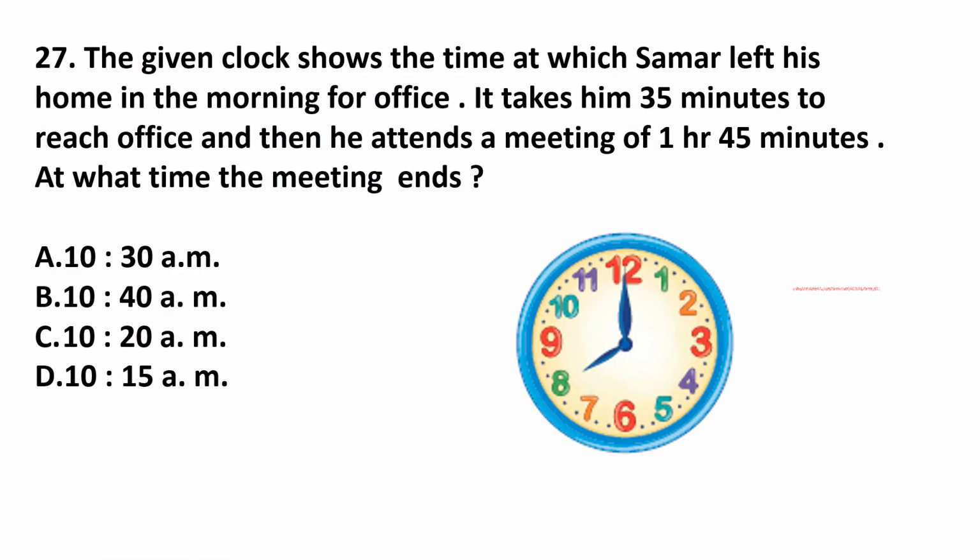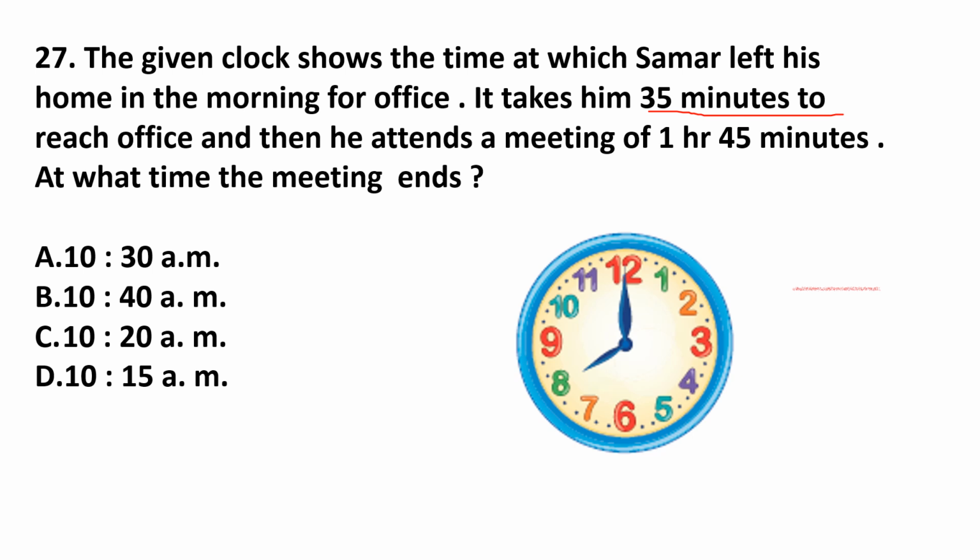Question number 27. The given clock shows the time at which Summer left his home in the morning for office. It takes him 35 minutes to reach office and then he attends a meeting of 1 hour 45 minutes. At what time does the meeting end? What is the time in the clock? Time is 8 o'clock. At this time Summer left his home in the morning for office, at 8 o'clock. And it takes him 35 minutes to reach office. So, at what time will he reach office? He will reach at 8:35 a.m.